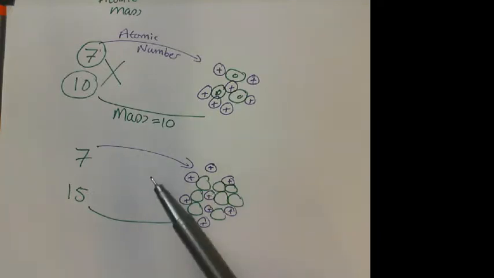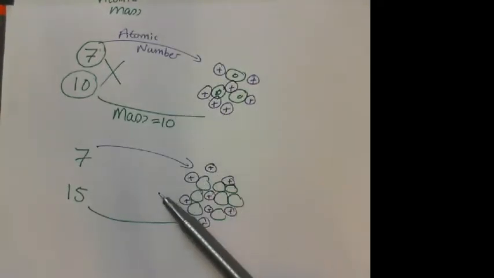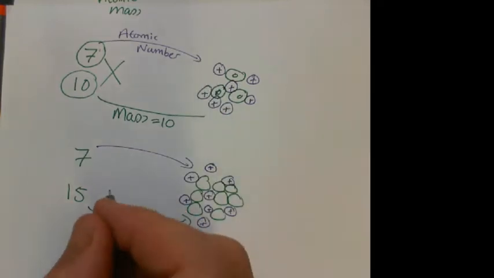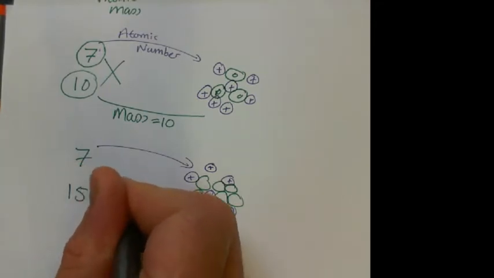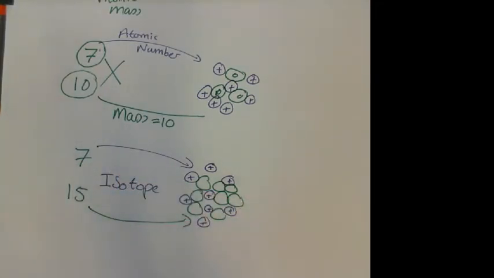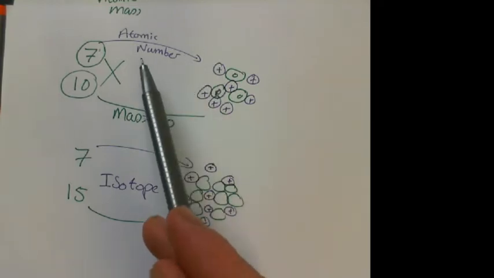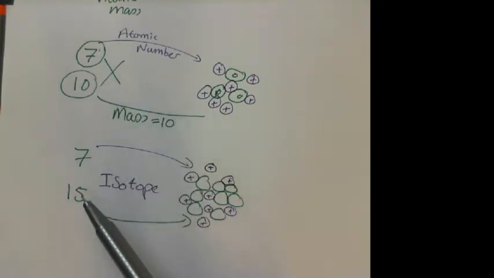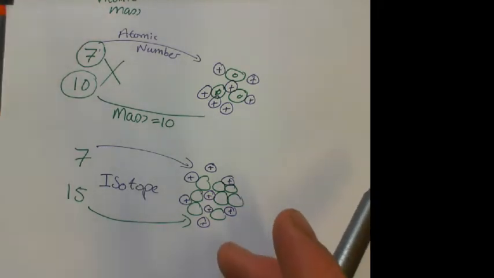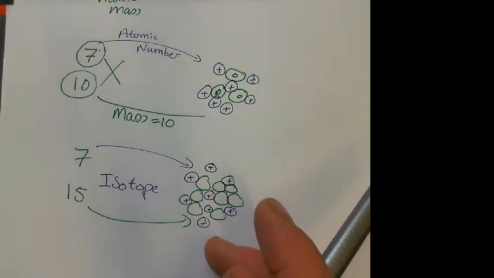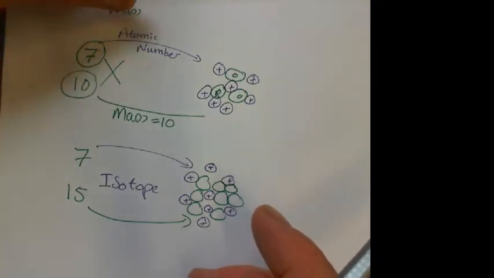Okay, and these 2 are the same element because they've got the same atomic number. It's both equal to 7, and so this one is called an isotope. Okay, so if you've got the same number of protons but a different number of neutrons, then you are an isotope of the same element. Okay, and what we're going to look at today is how that mass number and how that atomic number change when you emit radiation.